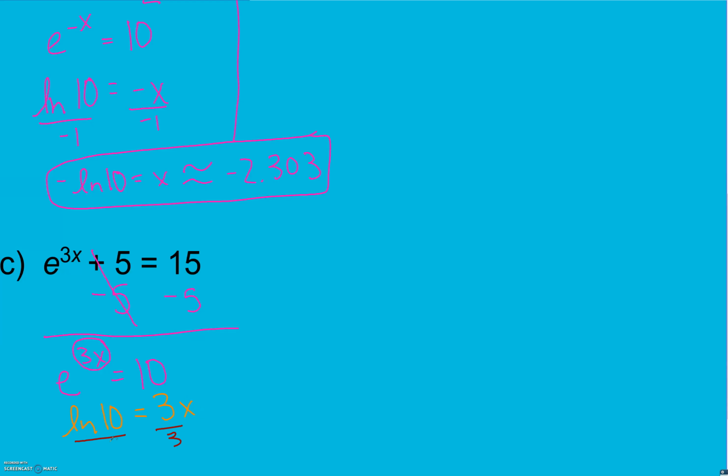Divide by 3, and x equals ln of 10, the whole thing divided by 3, which is approximately, don't forget to close that parenthesis, 0.768.